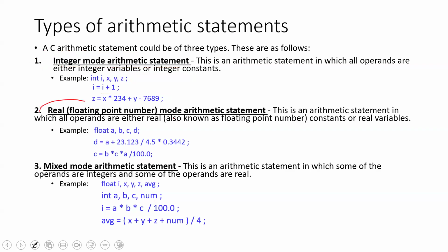The next one is real mode. Real mode means floating point mode. If all of the variables and numbers in the expression are float, then we call it floating mode or real mode. The last one is mixed mode. Mixed mode is a mix of integer and float in a single expression. Example, so see we have couple of float variables and we have couple of integer variables. Here in this line I am writing I equals to a times b times c. These are all integer, but I am dividing this by 100.0, which is double. So multiplying integers, dividing with a double, so it is a mixed mode. Next we have mixed mode operation here as well, and so on.